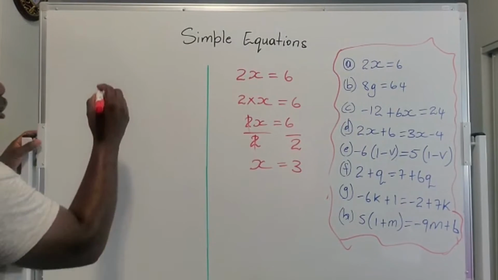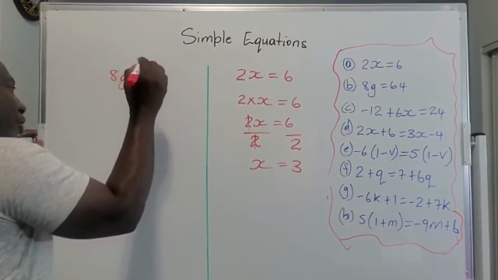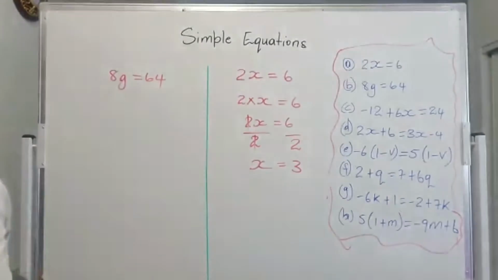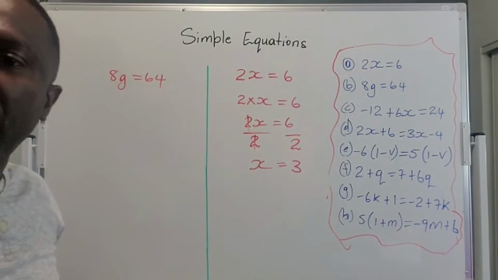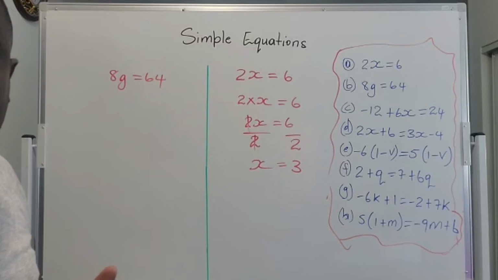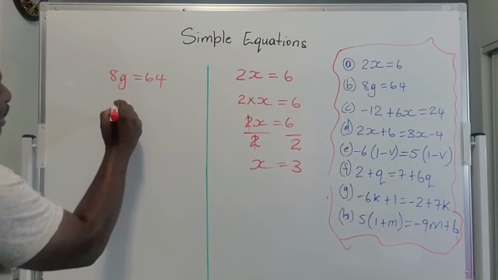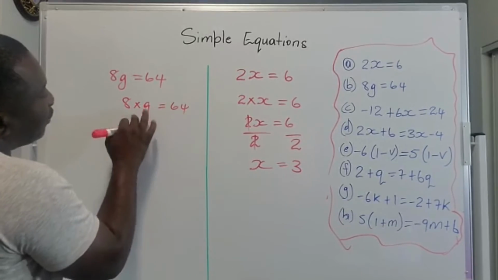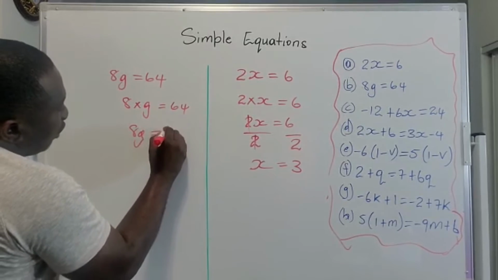Likewise, I'm going to go to the other problem. 8g is equal to 64. Again, we need to prove our answer. Just by looking at the problem, some of you may know, I heard somebody saying 8. Yes, that is correct. However, we need to prove our answer to be 8. Again, 8g is the same as 8 multiplied by g is equal to 64. That's what it is. Our problem is 8g equal to 64.